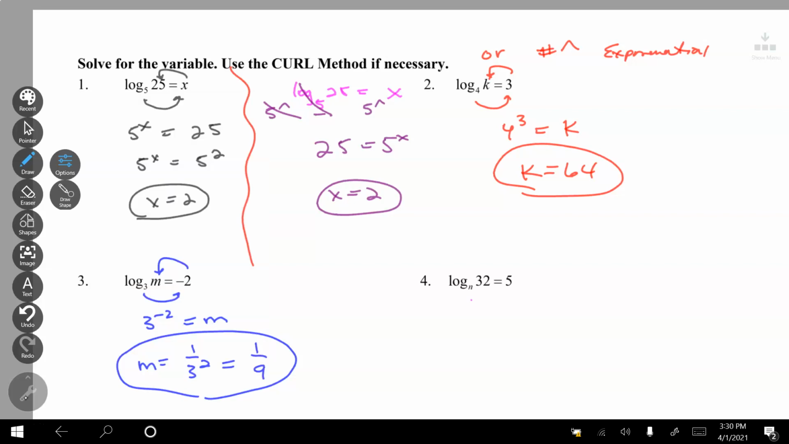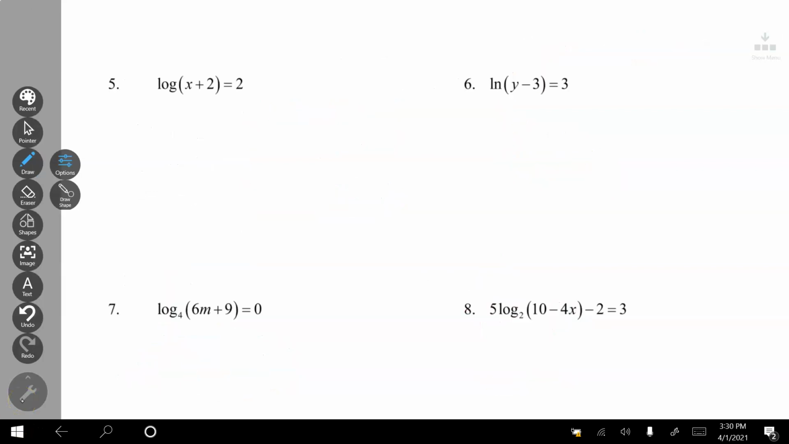If I curl this, I get n raised to the fifth equals, I curl it back, I get 32. To solve this, I have to root it. I have to take the fifth root on both sides. I get n is equal to 2. Maybe this is a little bit more work, but when it says log and there's no number there, I know it's base 10. I'm still going to curl it.